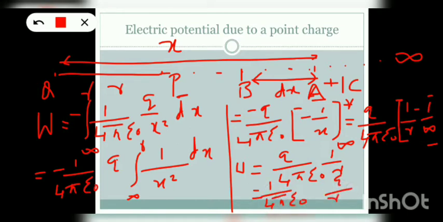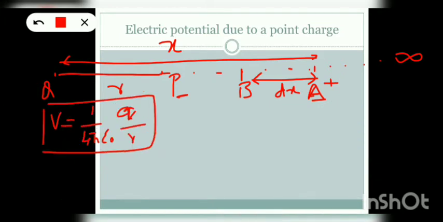So this is the work done, and this work done itself is the expression for the potential at the point P. Okay, so 1 by 4 pi epsilon naught q by r is the expression for electrostatic potential. So it's a very important expression. Potential V at the point P is 1 by 4 pi epsilon naught q by r.